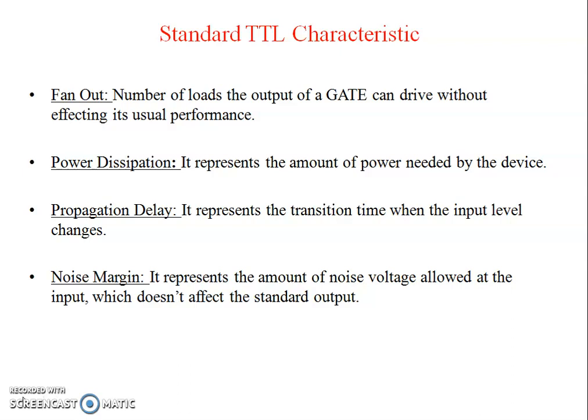Okay, now next one is power dissipation. It represents the amount of power needed by the device. The power dissipation is always measured in milliwatts and it is given as the product of supply voltage and supply current, meaning VCC and ICC respectively. For the standard TTL 74 series, the approximate average power dissipation is 10 milliwatts.